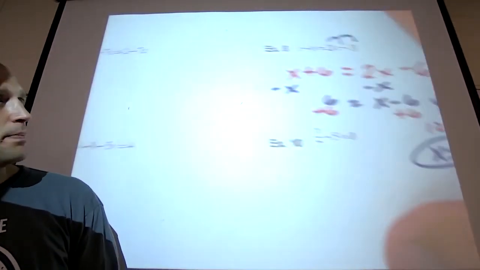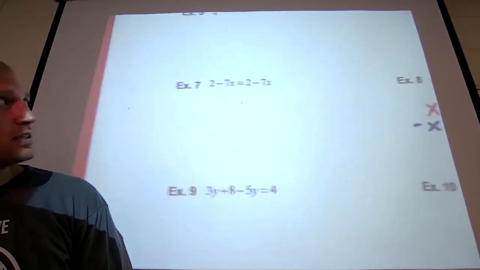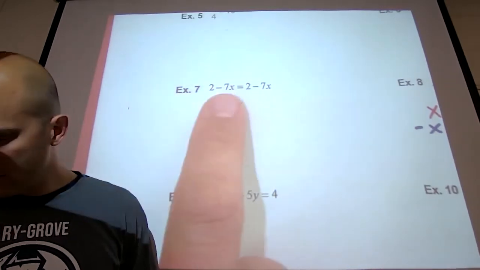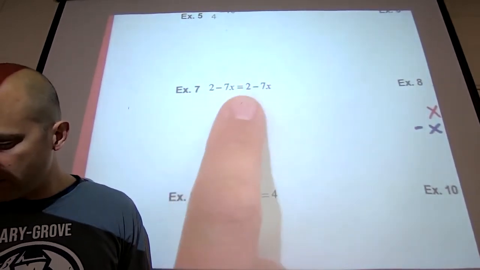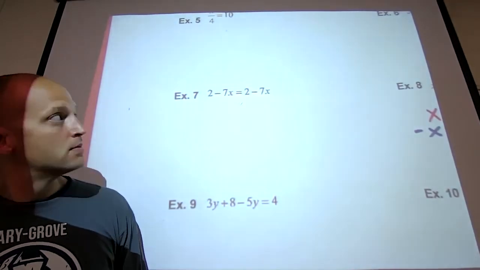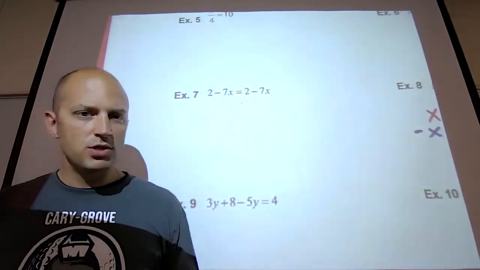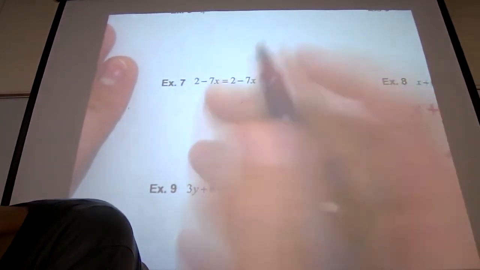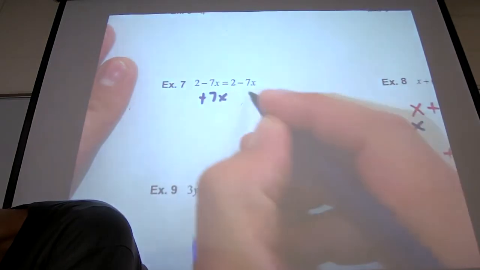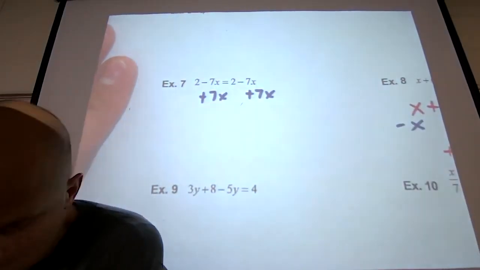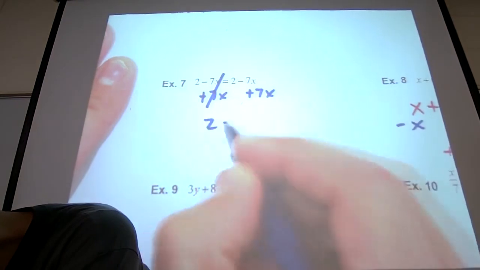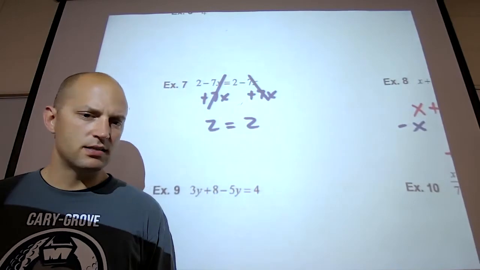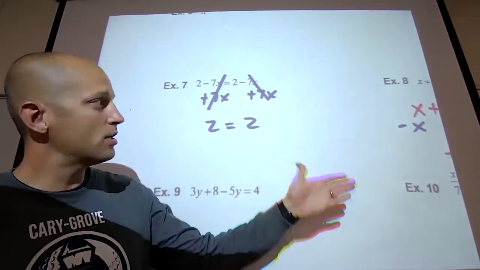I do want to go back and talk about 7, because I can see there's going to be something that happens here. Okay, so this is what I got, 2 minus 7x equals 2 minus 7x. So the first thing we want to do is get the x's on the same side. Do you see what's going to happen? When I add the 7x over, they cancel here and I get 2, and they cancel here and I get 2. Well, there's no more x's to solve for, right? All of the x's have disappeared.